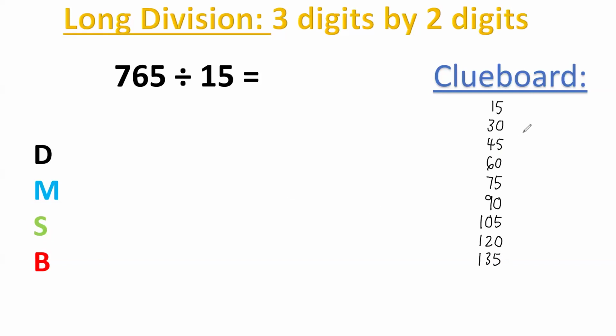Now I want to label all of my multiples. So the first one would be 1, 2, 3, 4, 5, 6, 7, 8, and we're going to stop on 9.